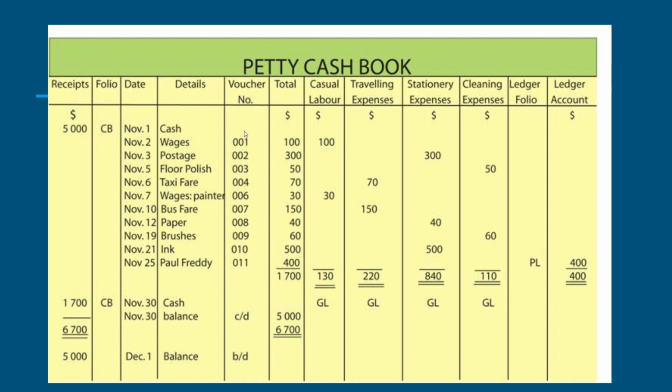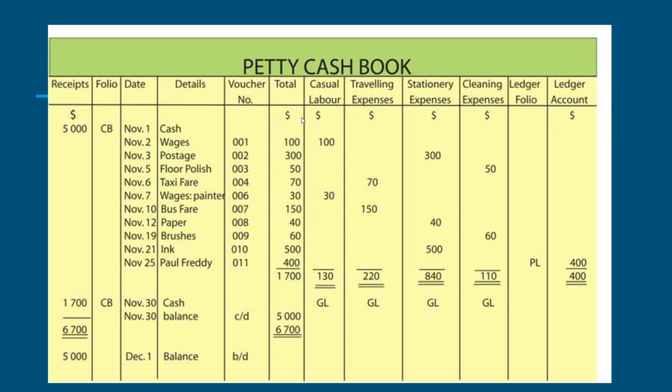What happened here is that every transaction happening in a petty cash book has a voucher number, so that we can look at the voucher number. All right, and now here the total, we've spent $100 on the wages. And now what happens here is that we have different types of categories so we can know what exactly is happening. Here we've got casual labor, so that's exactly what I said, that these wages were paid to people working outside our business, doing a service for us.